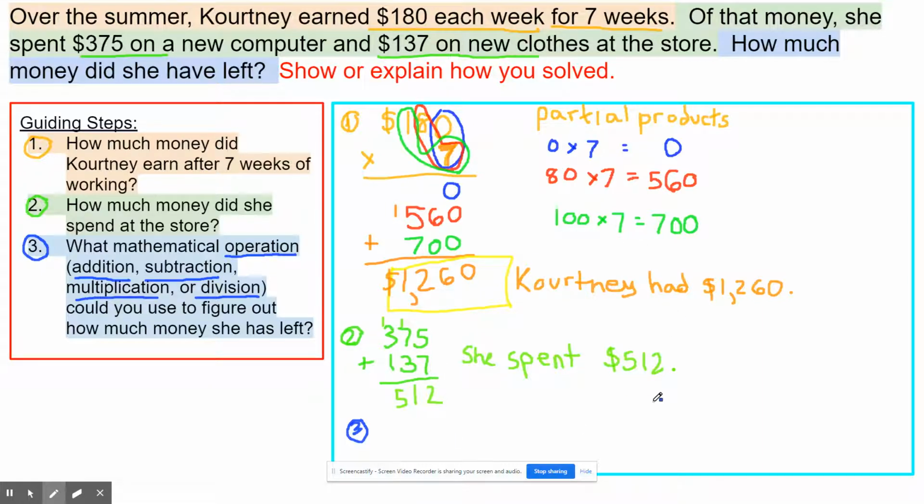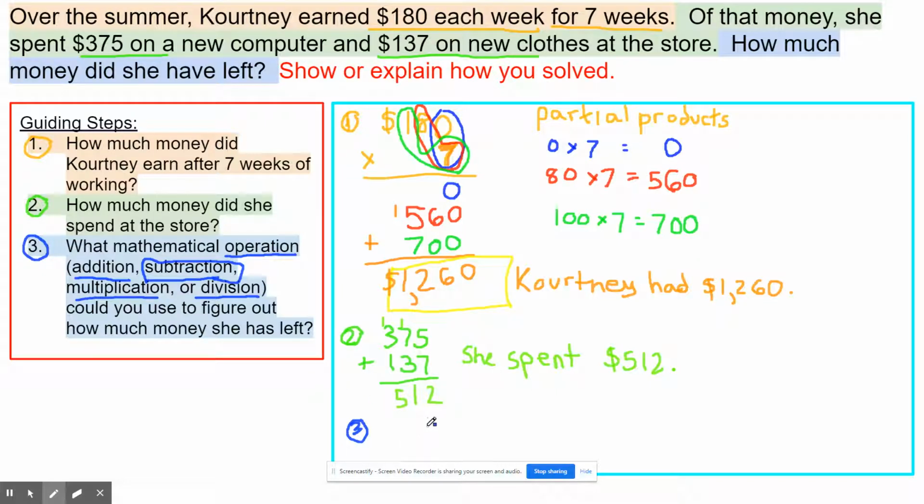Remember that we're trying to figure out how much money she has left after she spends. And spending is a similar idea to giving something away, taking it away in a sense. When we're spending money, we're giving it away to the store. So we're definitely going to need to use subtraction here.